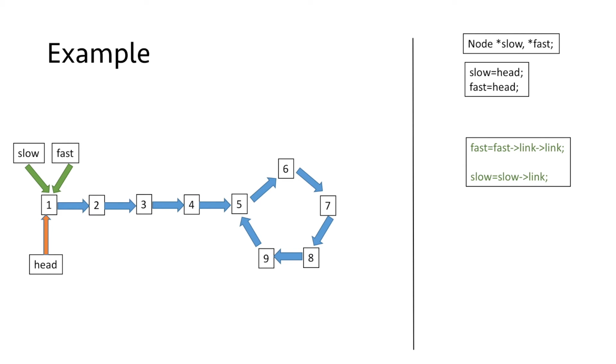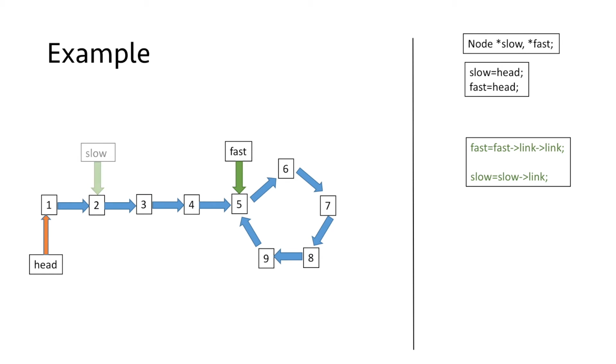by one node by writing these statements that fast is equal to the link part of the node pointed by the fast pointer and the slow pointer is equal to the link part of the node pointed by the slow pointer. Thus, our fast pointer moves by two nodes and reaches 3 and our slow pointer moves by one node and reaches 2. Again we move our fast pointer by two nodes and it reaches 5.